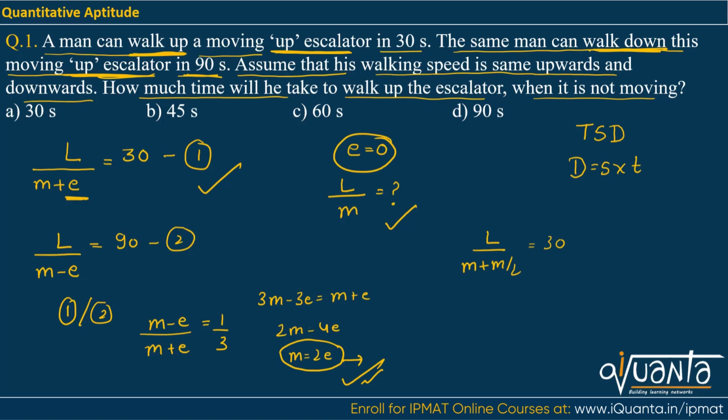When we solve this, in the denominator we get 3m by 2. So we'll get 2L by 3m equal to 30. When you solve this further, you will get the value of L upon m equal to 45. So 45 seconds will be taken by that man to walk up the escalator when it is not moving.